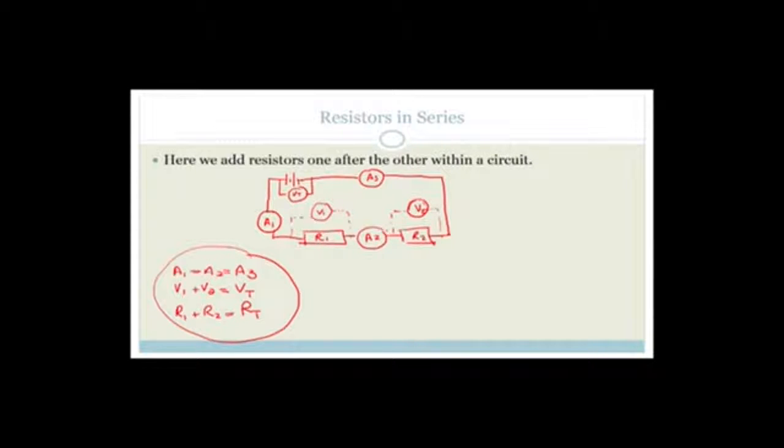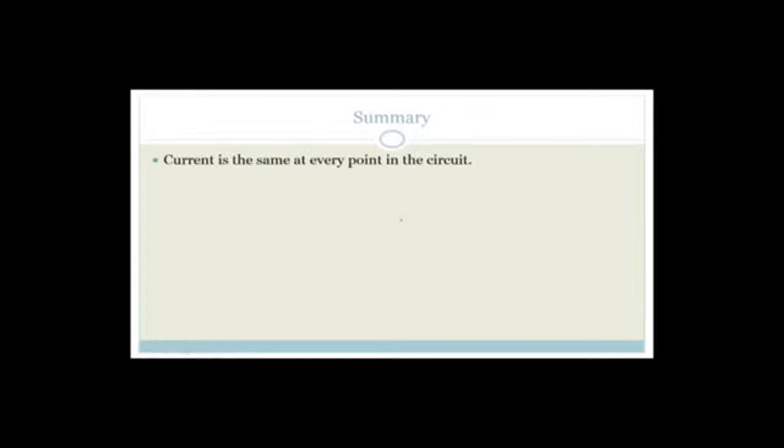The volts add up or they split, okay? And the resistance is additive, okay? That adds up to be the total resistance. Okay, so let's summarize that. The current is the same at every point in the circuit. The voltage is divided across the resistors.